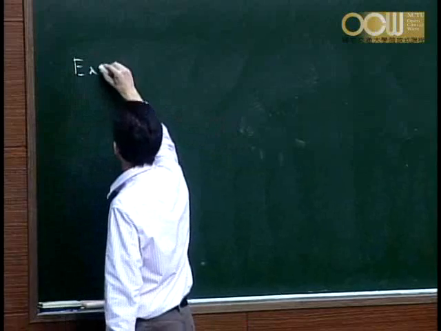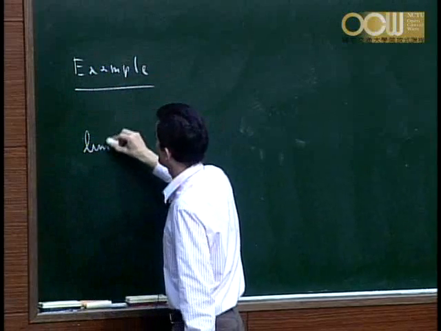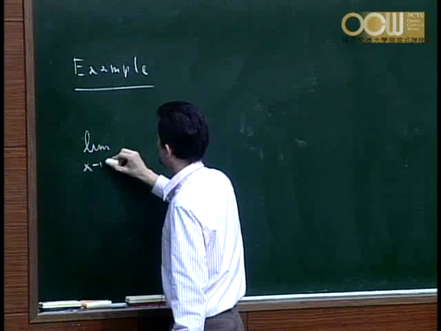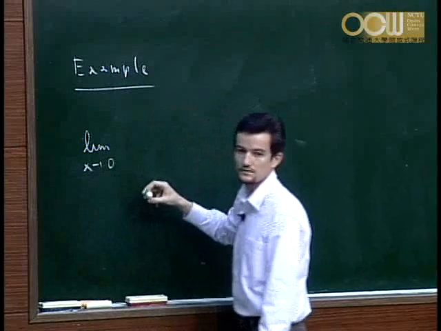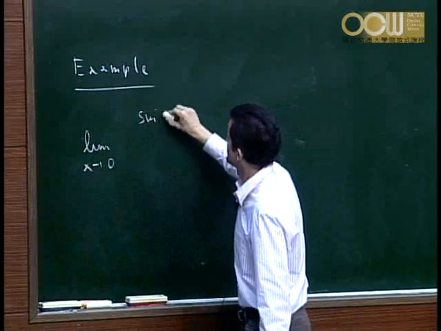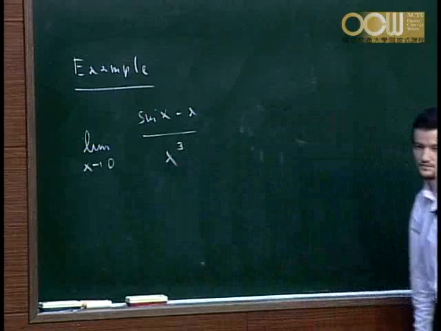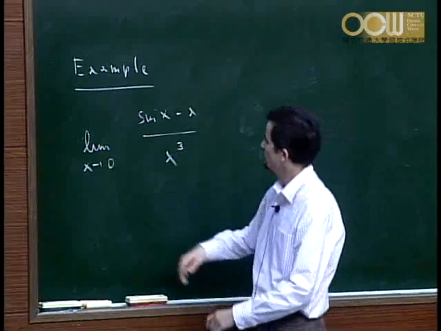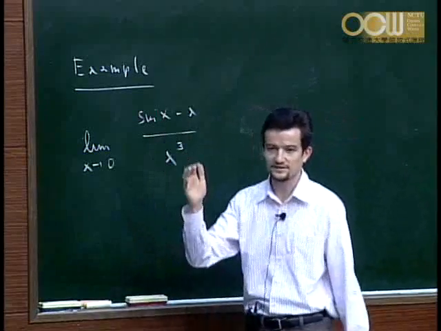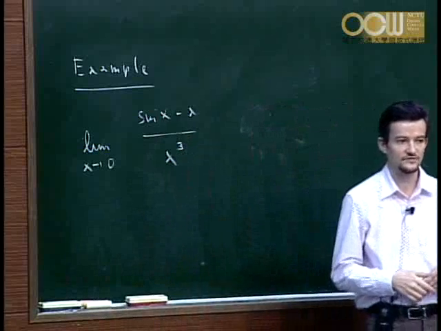Following example. If you look at the limit as x tends to 0 of sine of x minus x over x to the cube, of course we all know how to compute it. What we observe is 0 over 0, so we use L'Hopital, and that's it. This is how we have done it last semester.